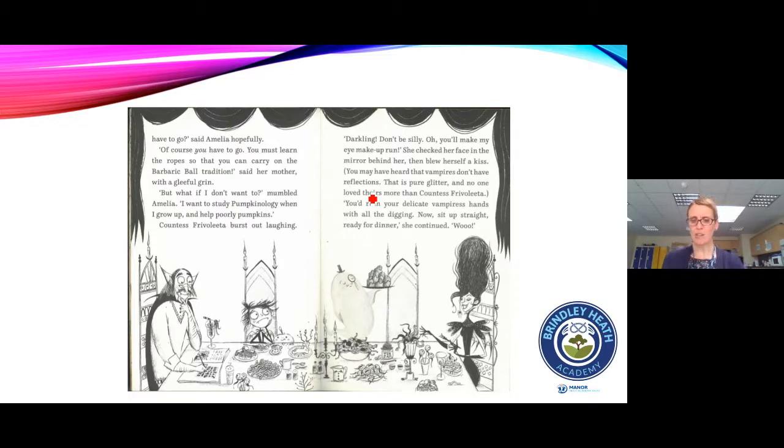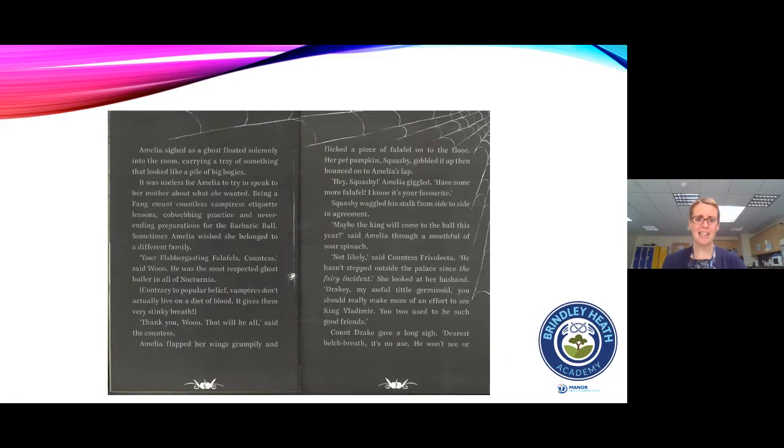"Now sit up straight, ready for dinner," she continued. Amelia sighed as a ghost floated solemnly into the room, carrying a tray of something that looked like a pile of big bogies. It was useless for Amelia to try to speak to her mother about what she wanted. Being a Fang meant countless vampiress etiquette lessons, cobwebbing practice, and never-ending preparations for the barbaric ball. Sometimes Amelia wished she belonged to a different family.